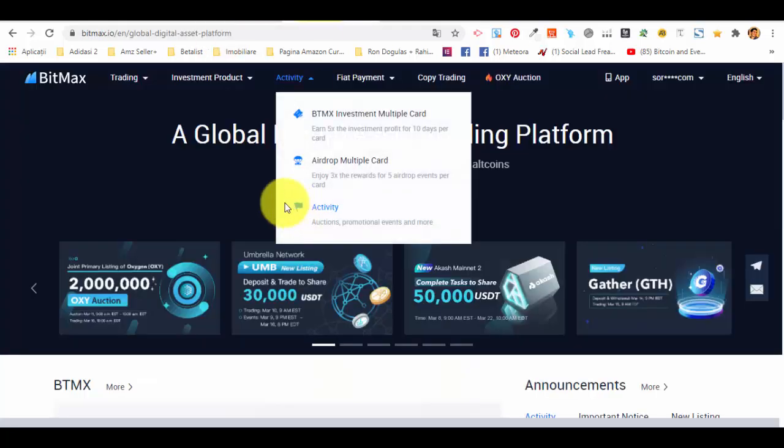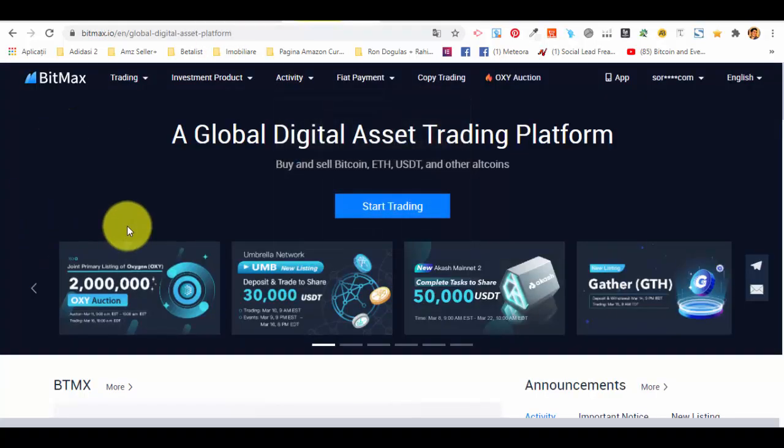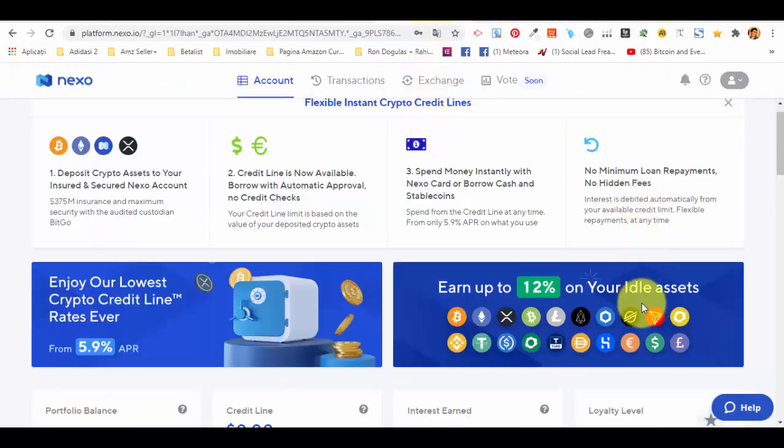Then we have BitMEX, which is a very good platform for trading but also for staking. And we have Nexo, which is a custodian platform. From what we know, that means it's a little bit more regulated than the other ones, which also means you cannot earn as much. They don't have as many services, but they are more secure. They are backed by bigger institutions or companies.